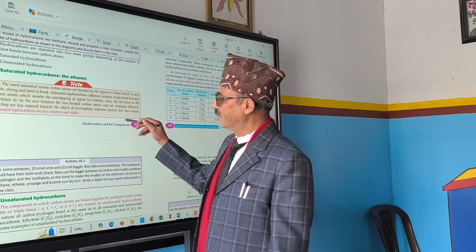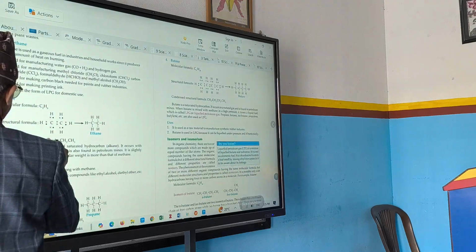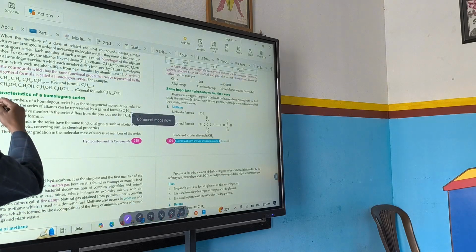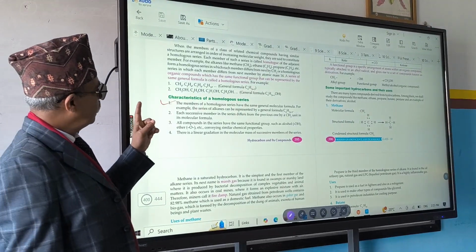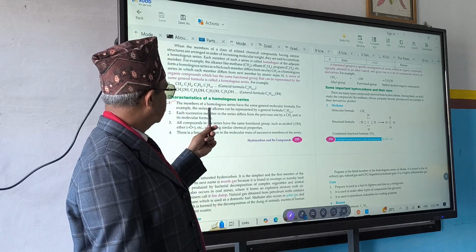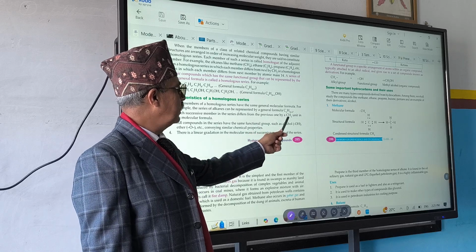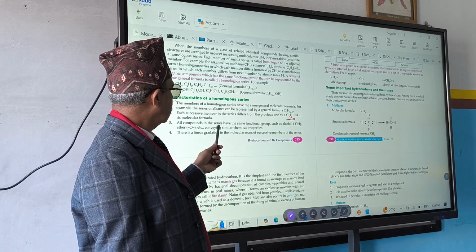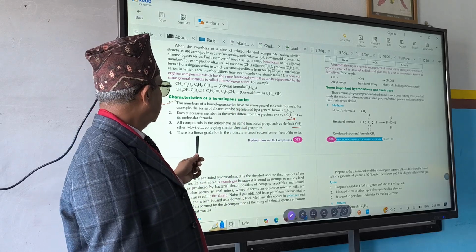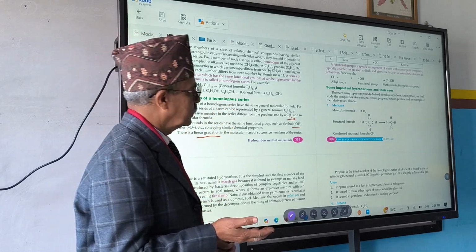Okay, children, here are the properties of homologous series. How many properties are there? Minimum 4. What is the first one? The members of a homologous series have the same general formula. Each successive member in the series differs from the previous one by CH2. All compounds in the series have the same functional group. The functional group will be the same, that we will be discussing in alcohol. There is a linear gradation in the molecular mass of successive members of the series. Mass will slowly increase, okay.